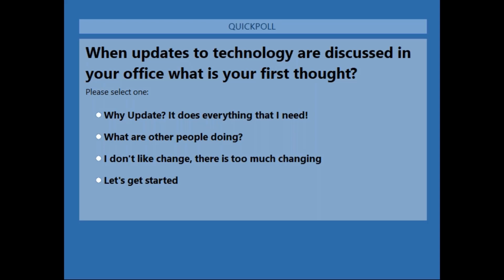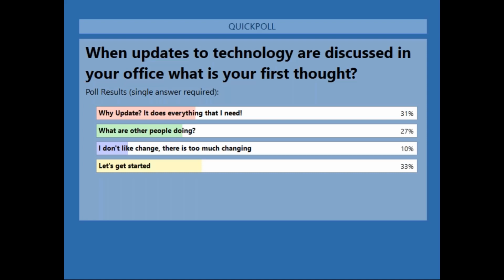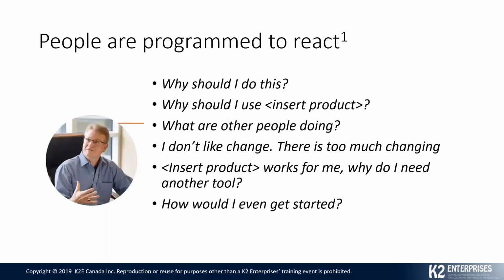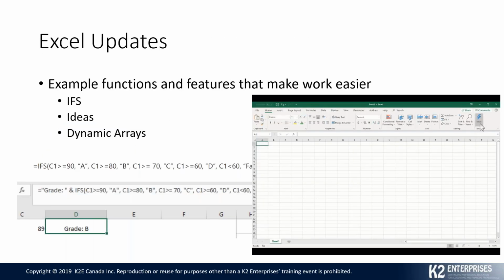I'm going to close the poll now. And I'm going to share the results. And as you can see, 31% are why update and 33% let's get started. So it's a nice division amongst you. Thank you so much for taking the time to complete that. Okay, let's get on with software and what is taking place here. I only have a couple of minutes left. So there's my polling questions for you.